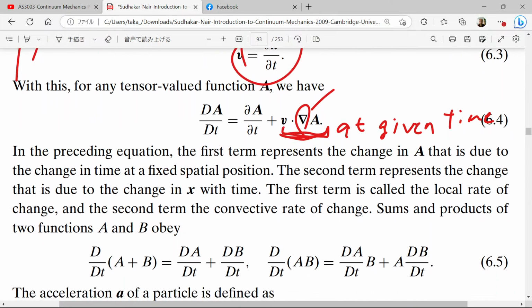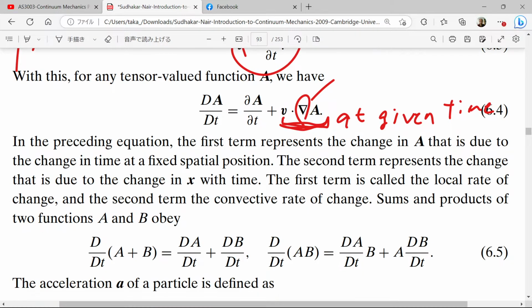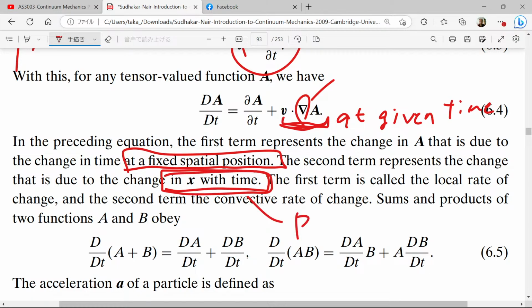In the preceding equation, the first term represents the change in A that is due to the change in time at a fixed spatial position. The second term represents a change that is due to the change in x with time. This is particle moves.